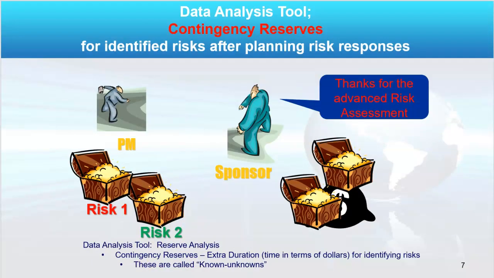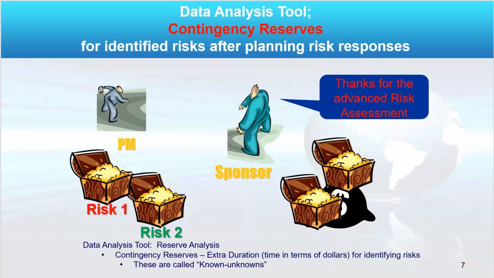Here's the first one, contingency reserves. These are for known unknowns. So the project manager identifies the risk, but they don't know if the risk will actually happen. That's the very definition of a risk. It's an uncertainty, and it has two categories: a threat or an opportunity.